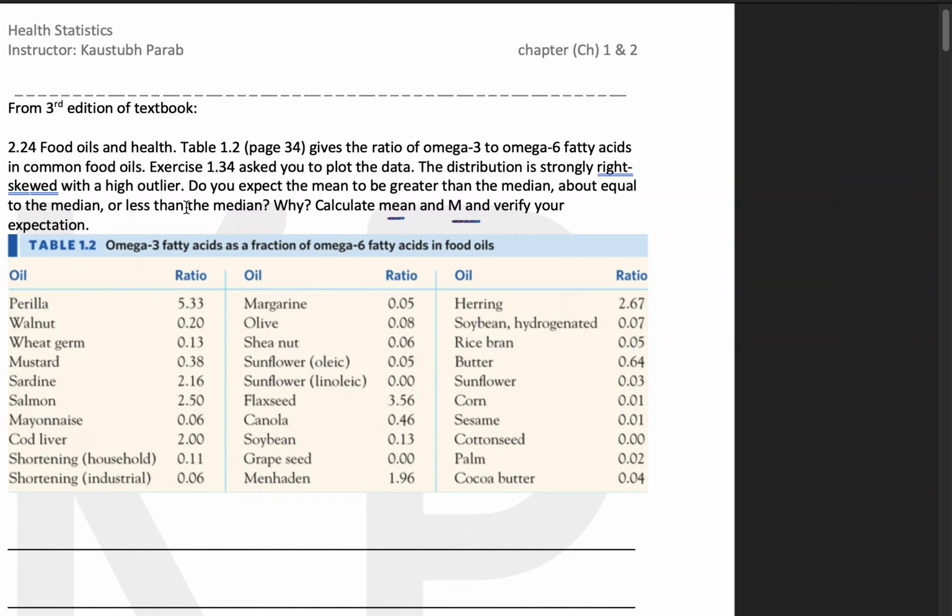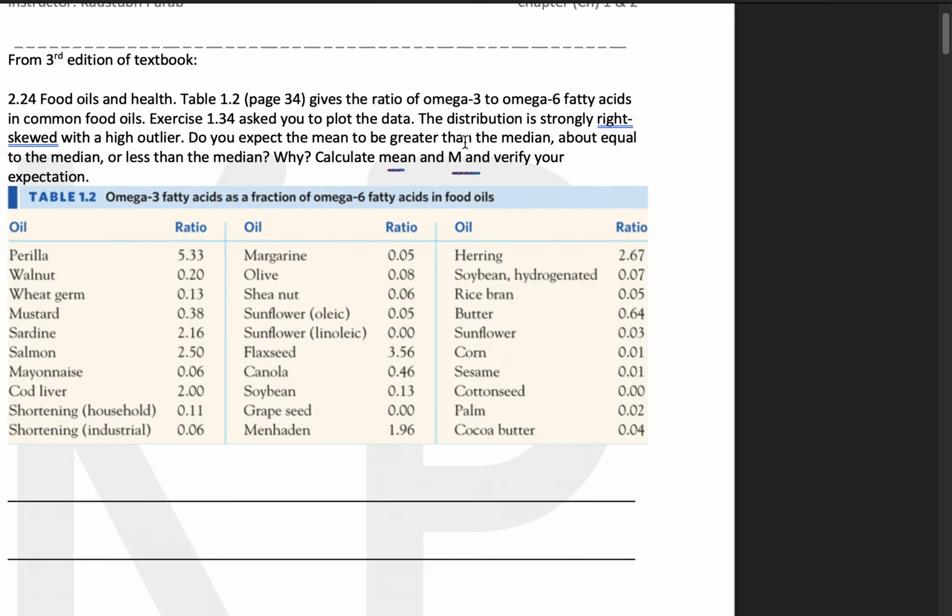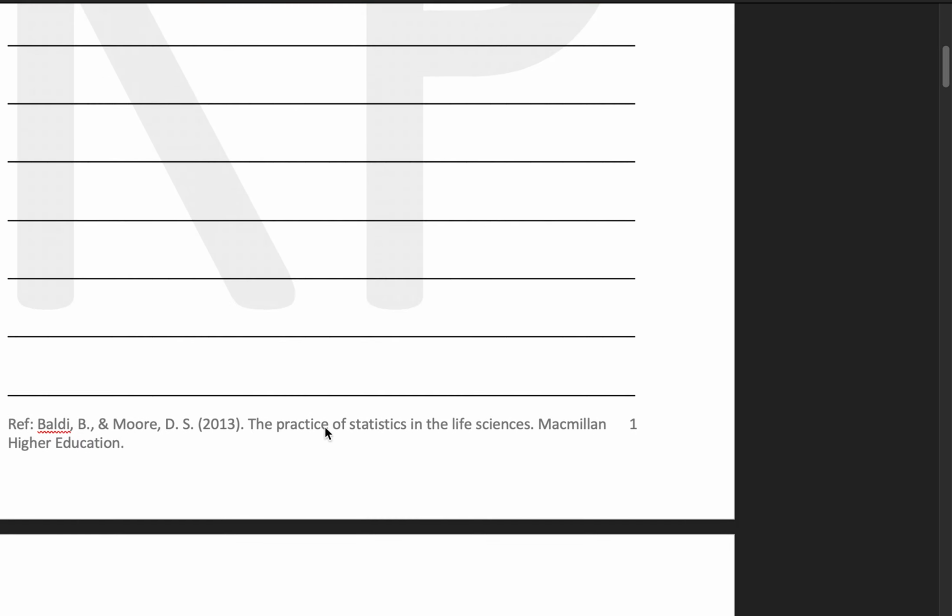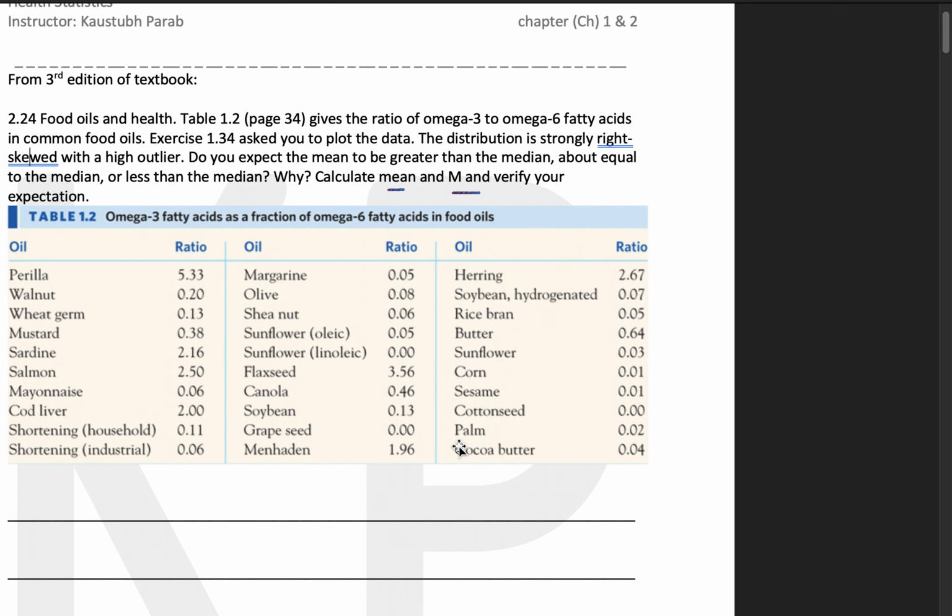In this lecture, we are going to go over some of the problems from chapter 1 and 2 from the textbook Practice of Statistics in Life Sciences. So make sure you read those questions from there, refer to the textbook. So here is the first question.